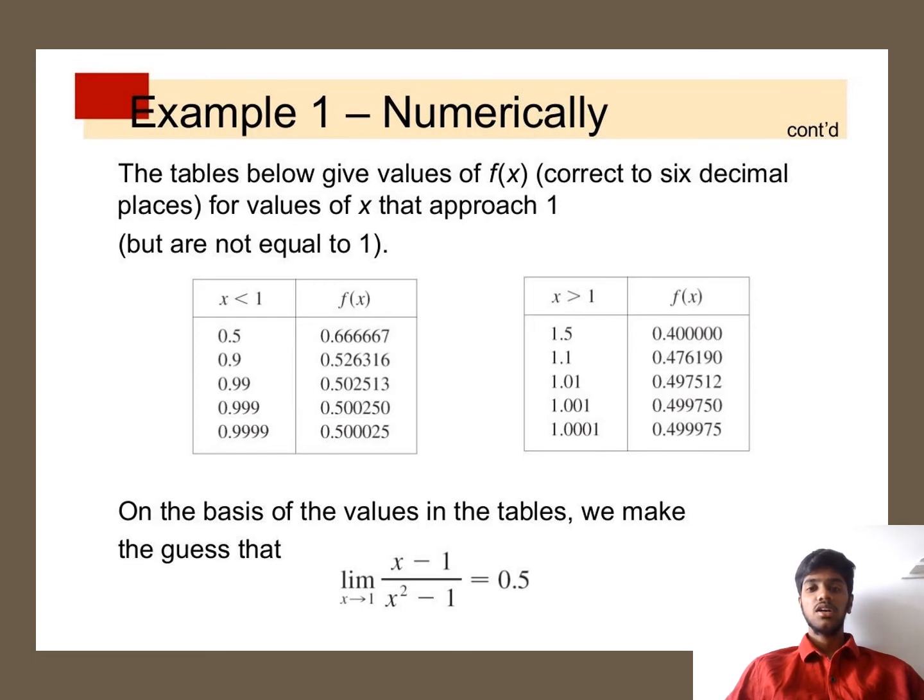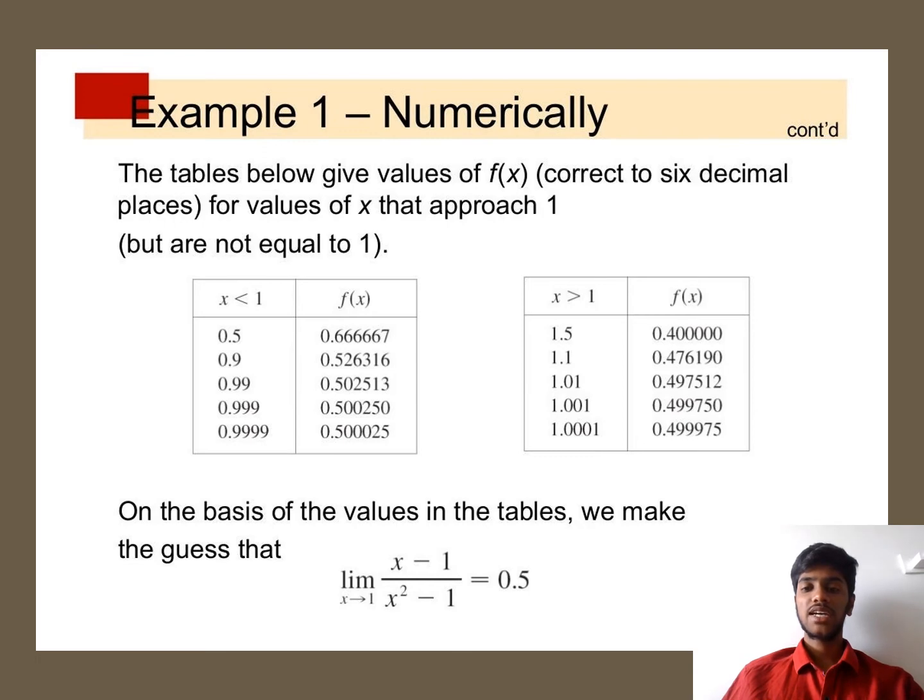For values of x that approach 1 but are not equal to 1. If x is 0.5, which is less than 1, then f of x is 0.66. If x is 0.9, then f of x is 0.52. If x is 0.99, then f of x is 0.50. If x is 0.999, then f of x is 0.500.